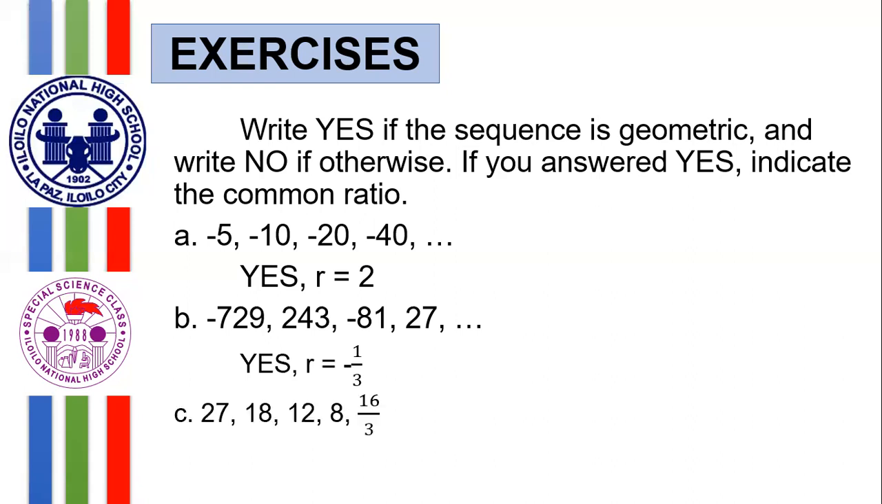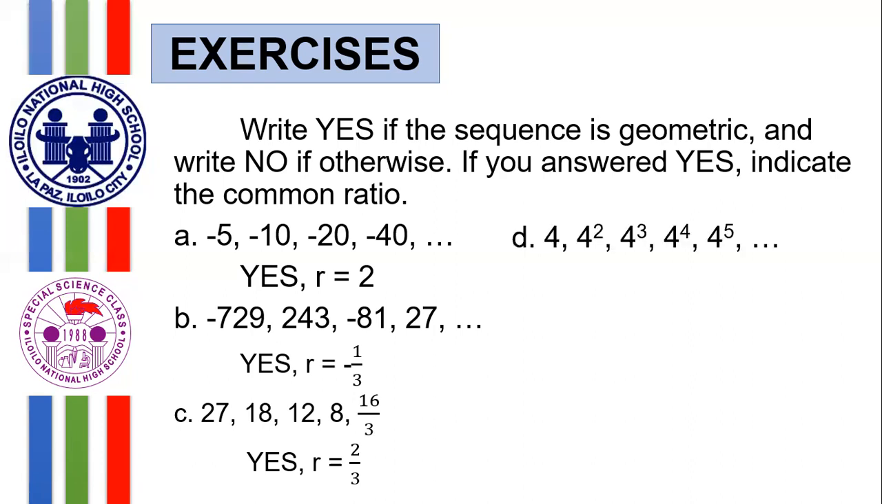Letter C. 27, 18, 12, 8, 16 thirds, and so on. So again, yes, this is geometric because if you could see, 18 over 27 is 2/3. 12 over 18 is 2/3. 8 over 12 is 2/3. 16 thirds divided by 8 will make it 16 thirds times 1/8, which is still 2/3. So again, yes, this is geometric with a common ratio of 2/3.